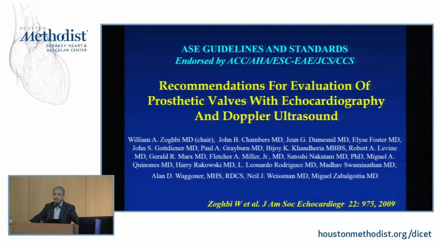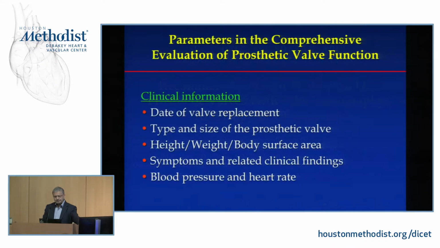So the bottom line for you to know, or at least have a feel of whether these velocities are much higher than normal, is to go to the various tables of these valves, because they already incorporate this overestimation of the velocities and the gradients. Okay? So what is needed from a clinical information standpoint when you evaluate such patients? You need to know the date of valve replacement, type and size, height and weight and body surface area.